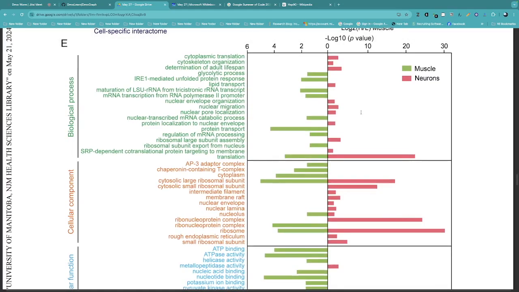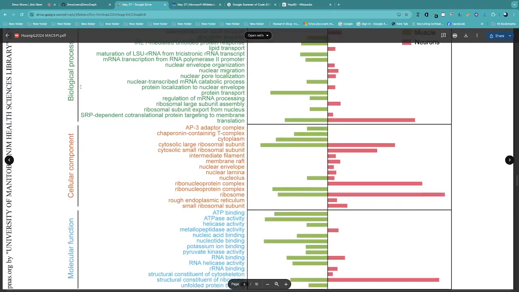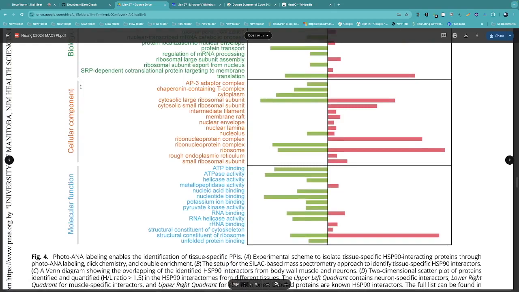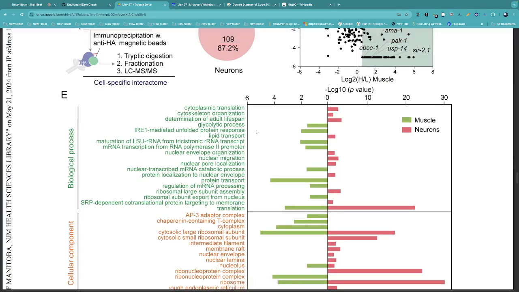So they have these proteins and they have some related function, and they're in different parts of the functional space. So for example, you have a bunch of GO terms related to biological process, a bunch related to cellular component, and a bunch related to molecular function. And here in this part, we see this p-value, minus log 10, which shows the difference between muscles and neurons. So you see these types of things expressed in neurons and expressed in muscles.